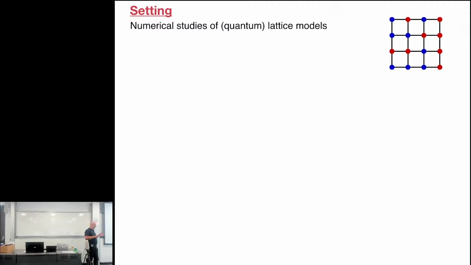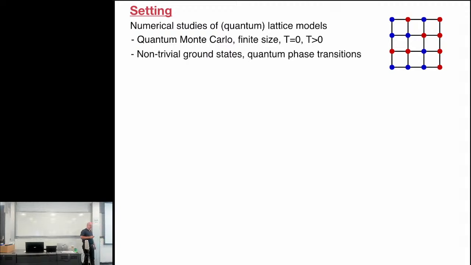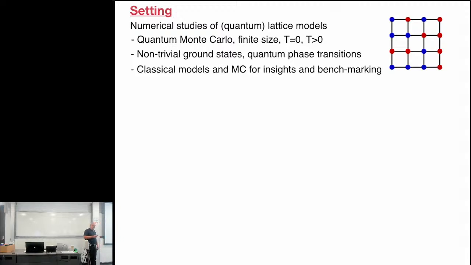So what I do is basically numerical studies of quantum lattice models, sometimes also classical models. So mainly I use quantum Monte Carlo methods, so we study finite size systems, we can study ground states of those, or we can study finite temperature properties as well. And of course, we want to make big lattices, so we use a lot of compute time to do that. So my particular interests most of the time would be to study some non-trivial ground states and the quantum phase transitions between those.